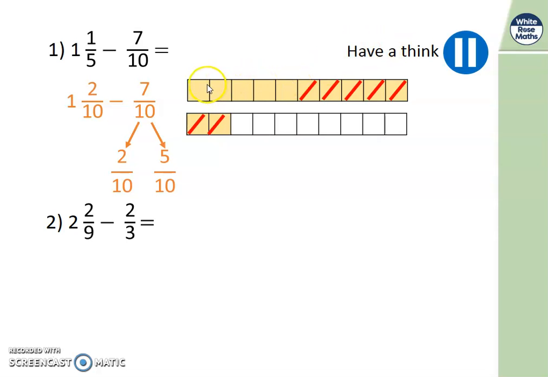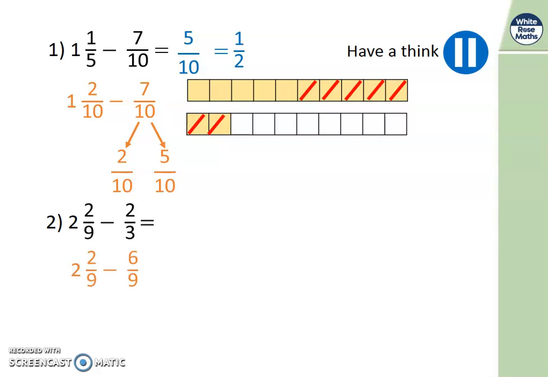What am I left with? 1, 2, 3, 4, 5. So I'm left with 5/10. What's 5/10 the same as? 1/2. Well done. On the second one, let's have a look at doing it as a number line.